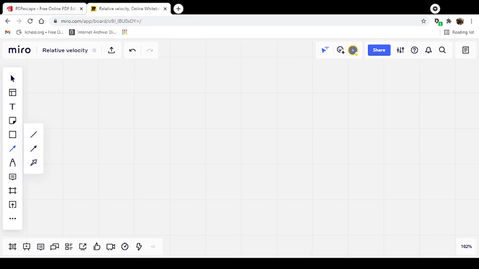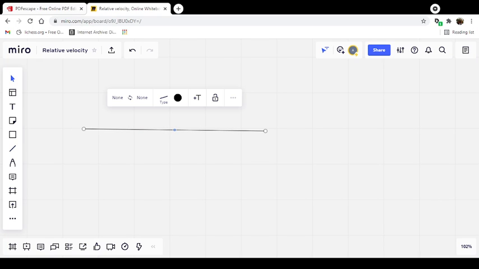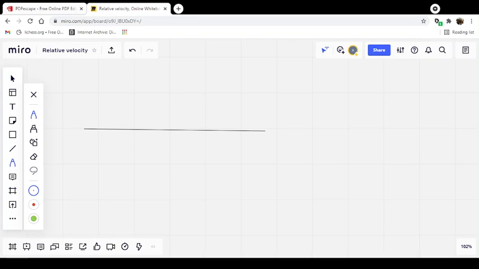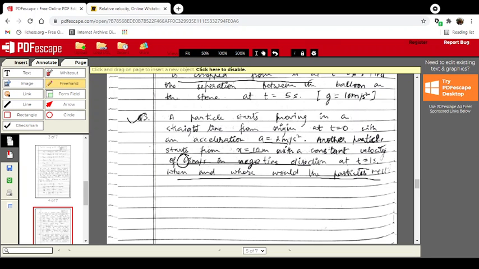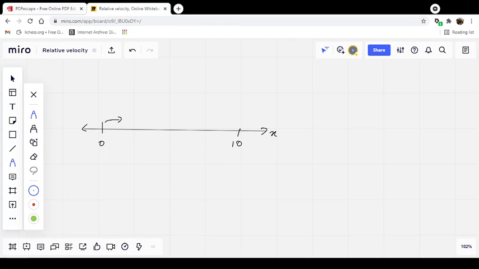So let us draw an x-axis. So this is our x-axis, and let us say this is our origin. This is some 10 meters. So a particle starts moving at t equal to 0 with an acceleration of plus 2 meter per second square. So one particle is moving in this direction by 2 meter per second square.